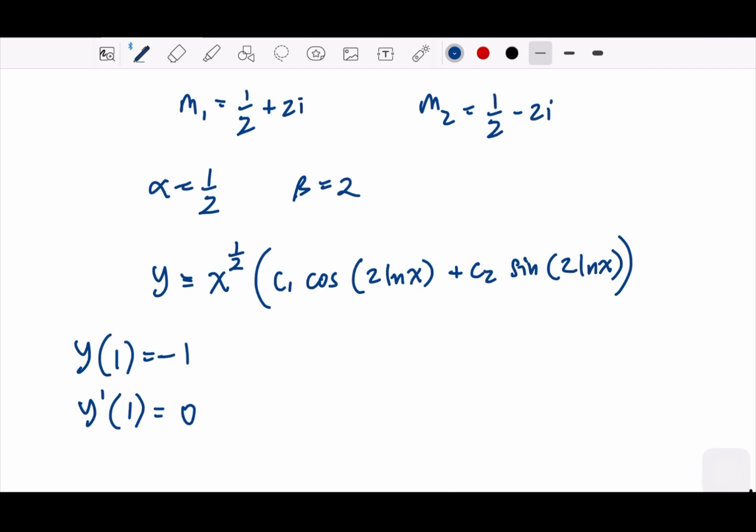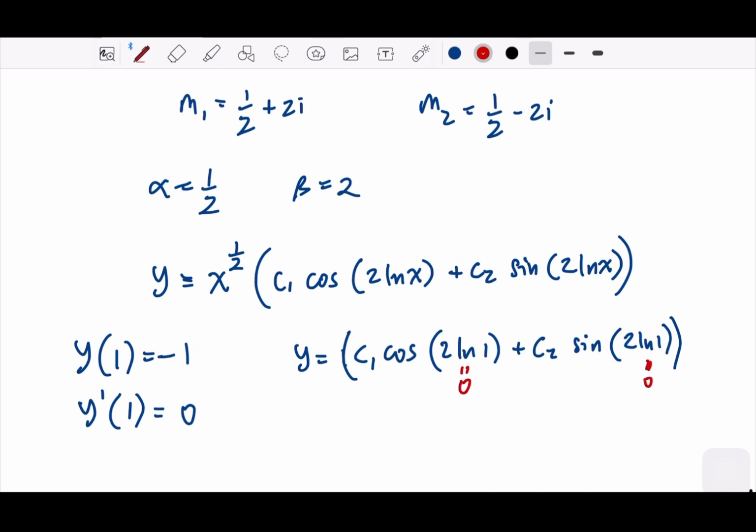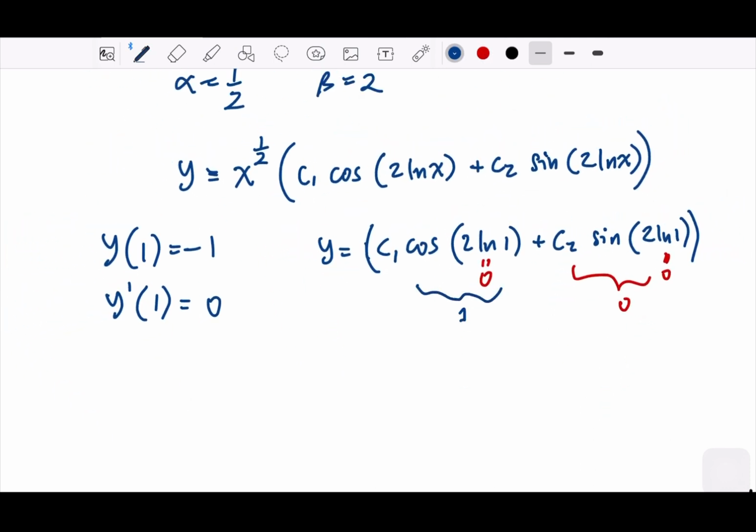So first take x equal 1, so y is 1, or c1 cosine 2 ln 1 plus c2 sine 2 ln 1. This will be 0, this will be 0. So the whole thing here is 0, and this one here is 1. So c1 is negative 1.